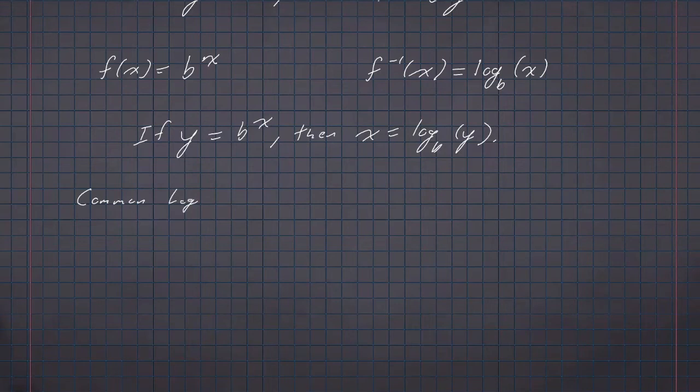But the common log, which is simply written as log of x, is the log base 10. So if we suppress the base name, then what we're talking about is the log base 10.